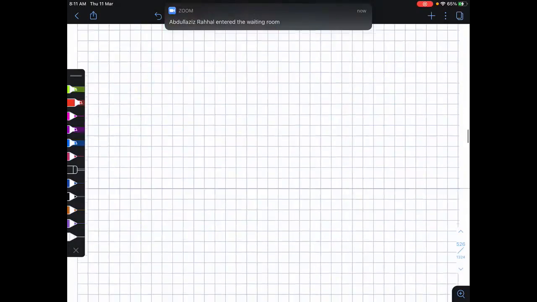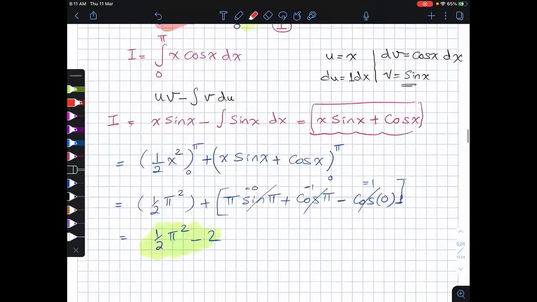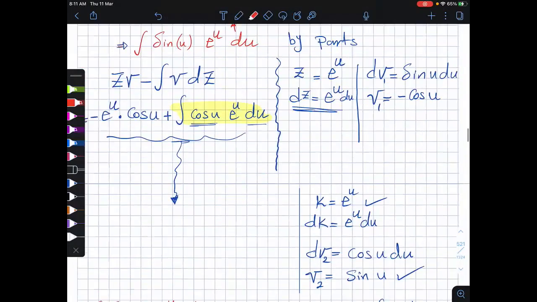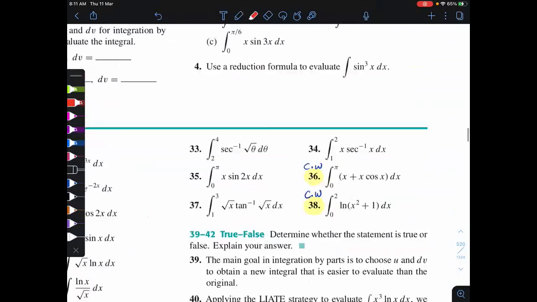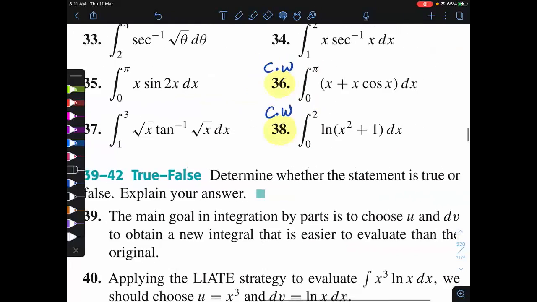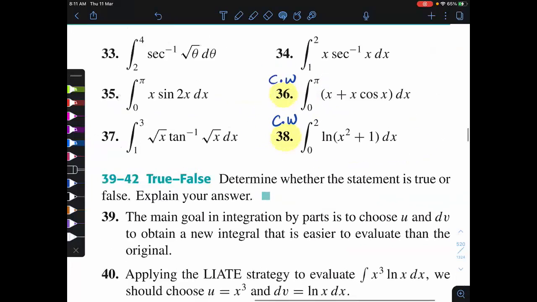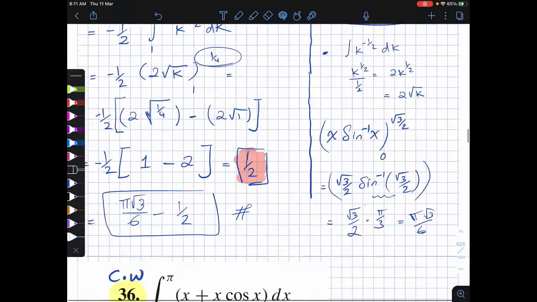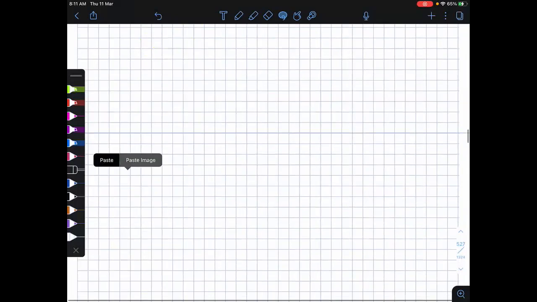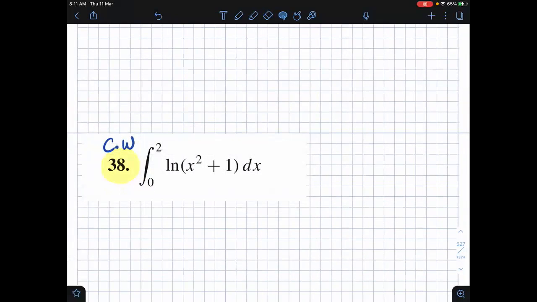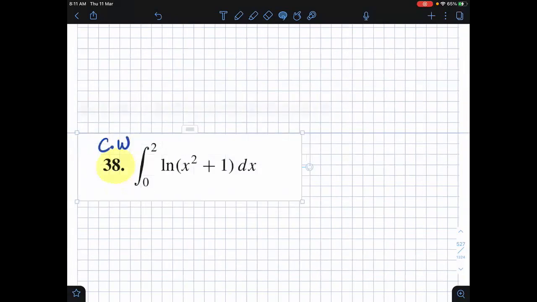Okay, let's move on, guys, to the next question, number 37, which was also a classwork. Oh, 38. Who solved this question, guys? I solved it, teacher. Abdelaziz, yes. So, teacher, first we take u as ln of x squared plus 1.